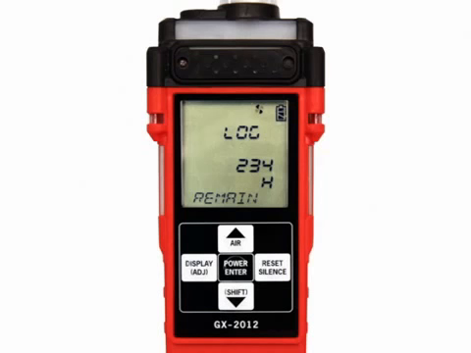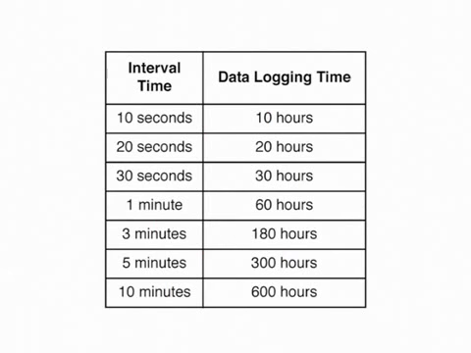The remaining log time depends on how often the GX2012 stores data to the data log, how many channels are active, and how often the GX2012 is turned on and off. The table shown illustrates how much data logging time is available for the various interval times. It assumes that the unit is set up with all 5 sensors and there are no alarm occurrences.